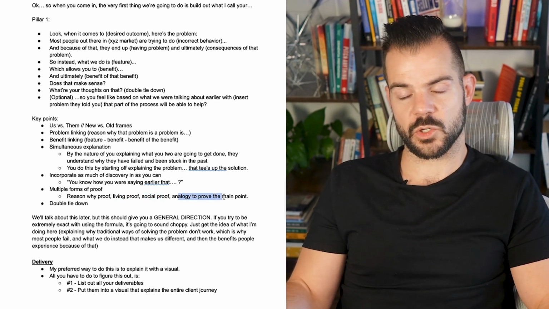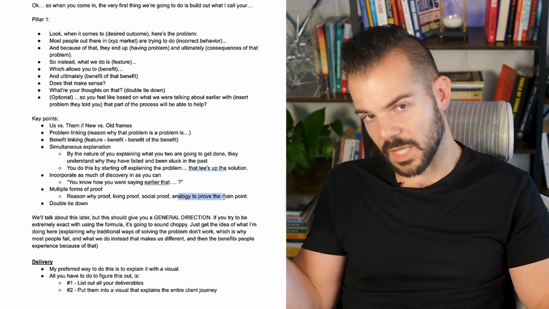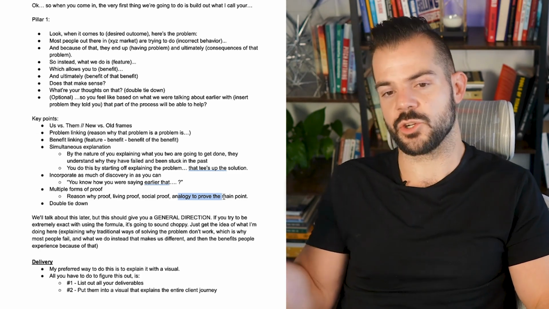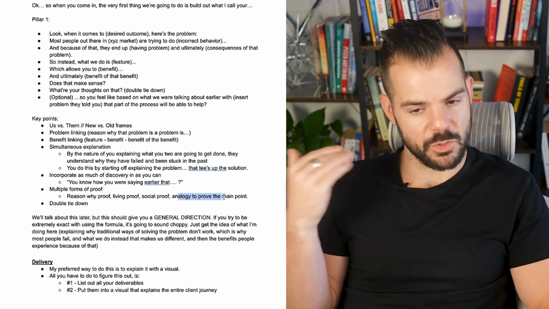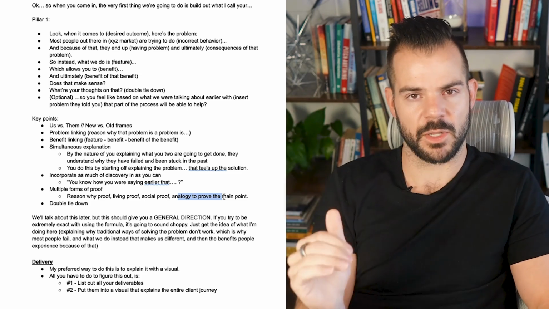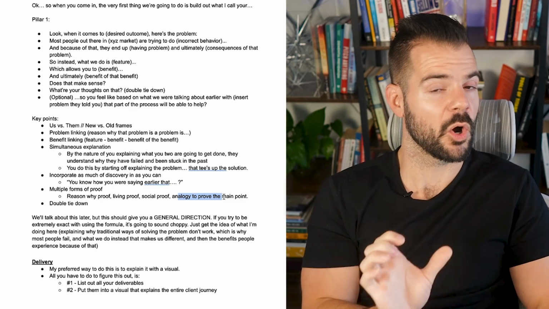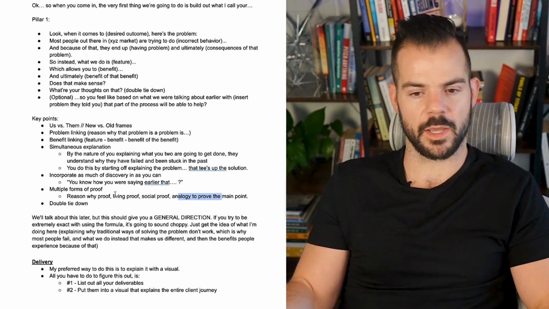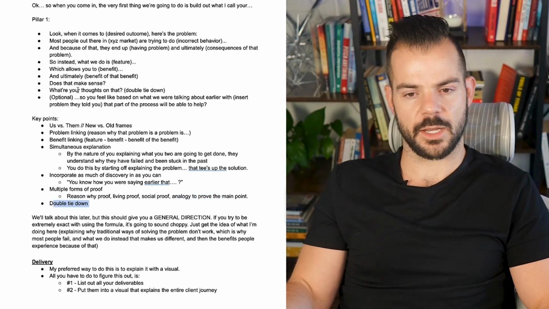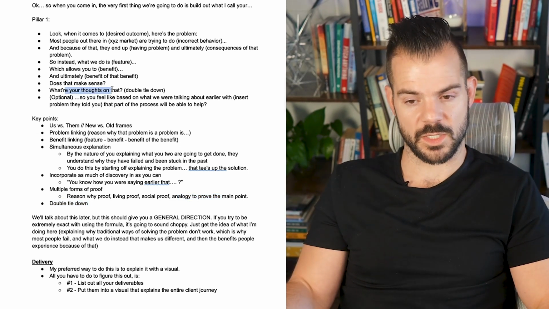Or you could use an analogy. It's kind of like, and then you can use an analogy to drive that point home. That just takes it to another level if you want to do that. I wouldn't do that for every pillar, but maybe on some of the harder sells, you can do it that way. And then like I mentioned, we already do the double tie down: does that make sense? And then, what are your thoughts on that?